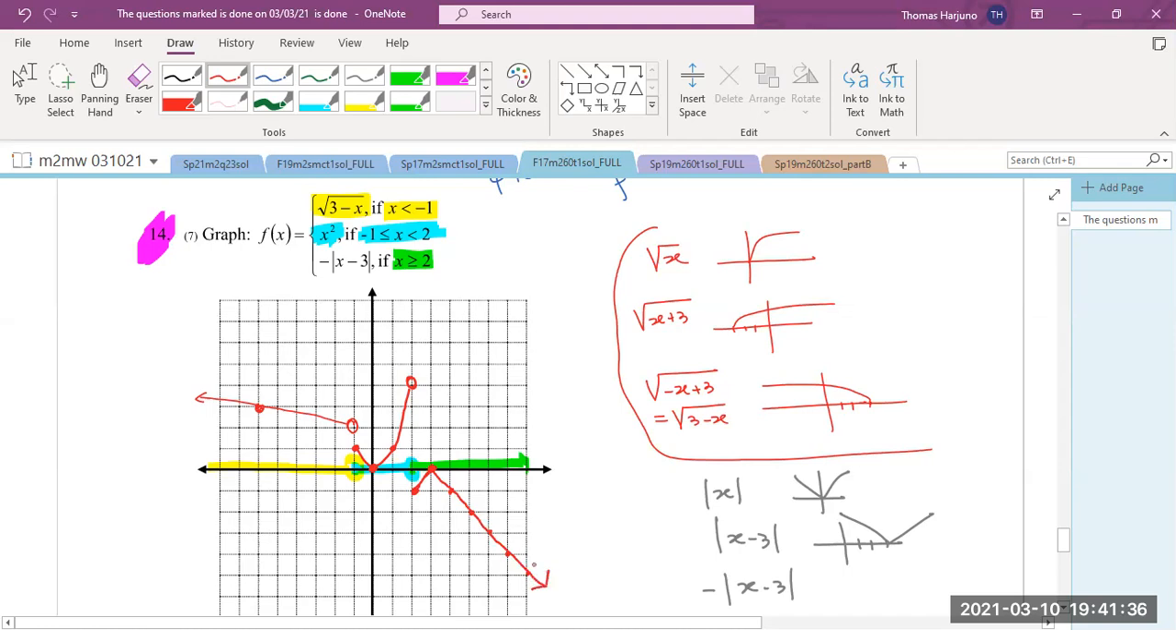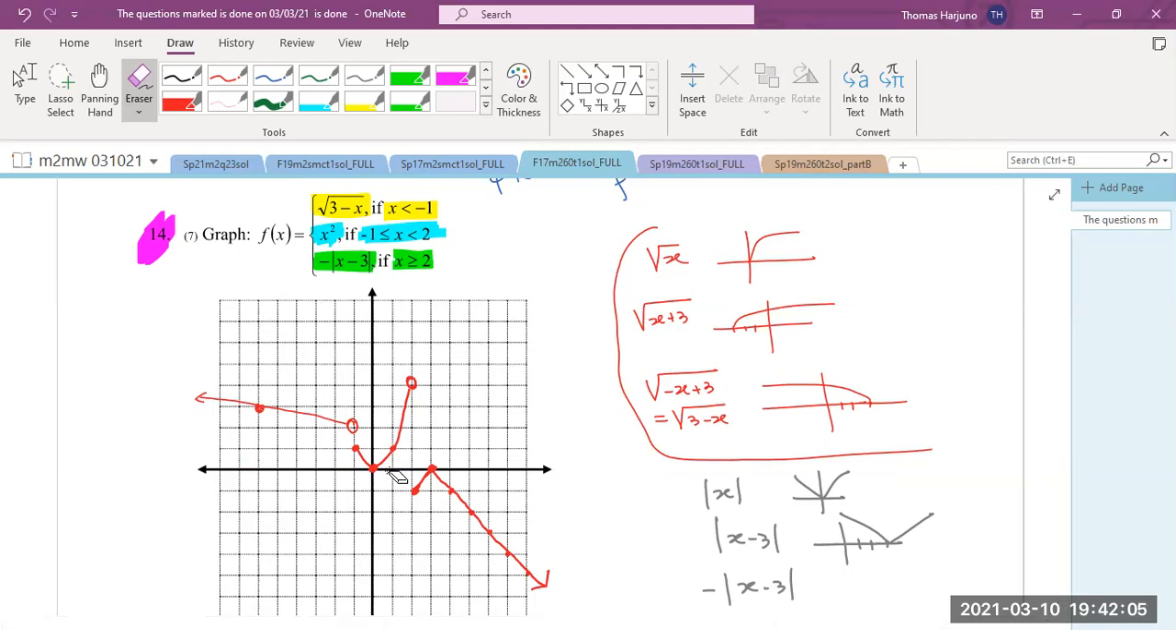That's what the function looks like. If you want to do the highlight, go ahead, but it's supposed to be without those highlights. The graph is supposed to look like this. That's what the graph is supposed to look like.